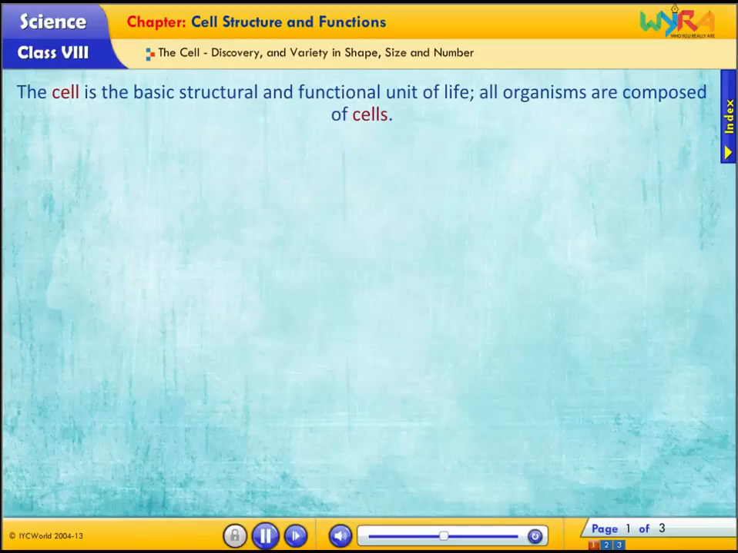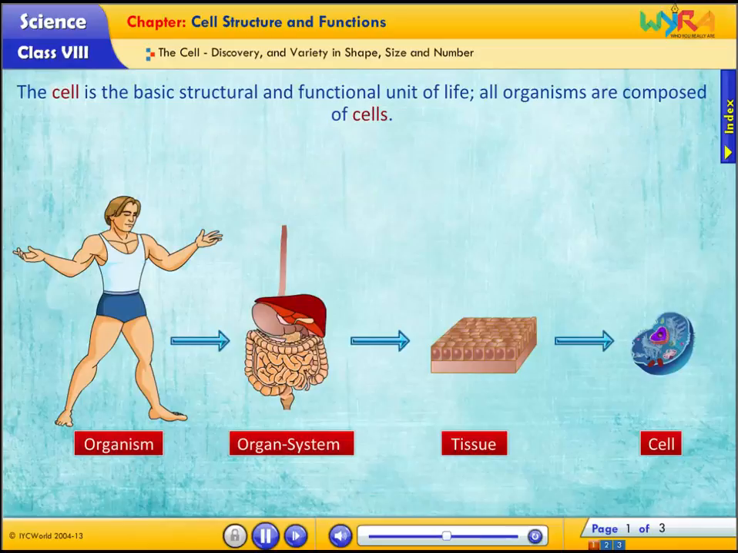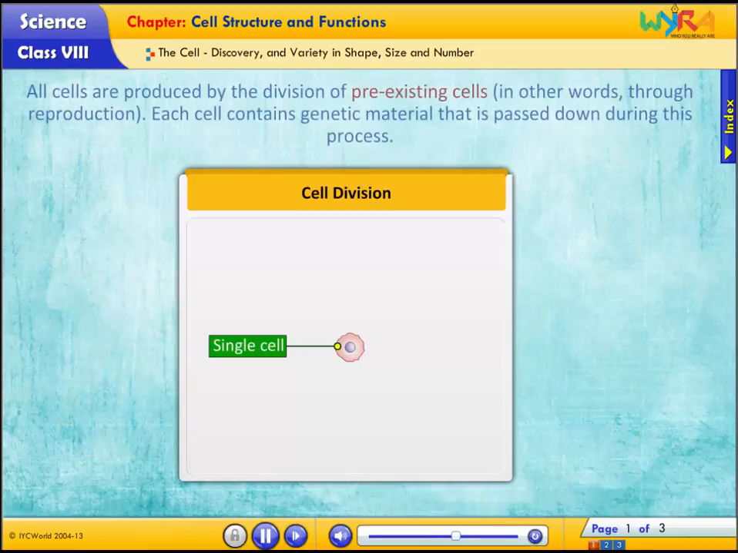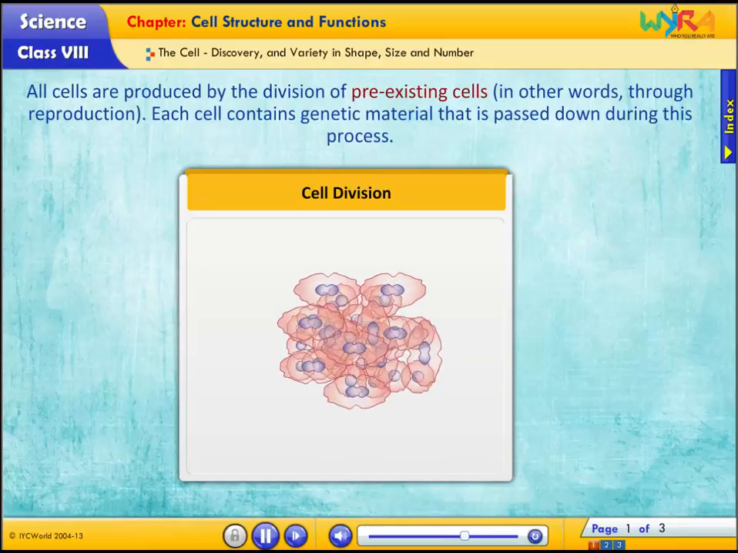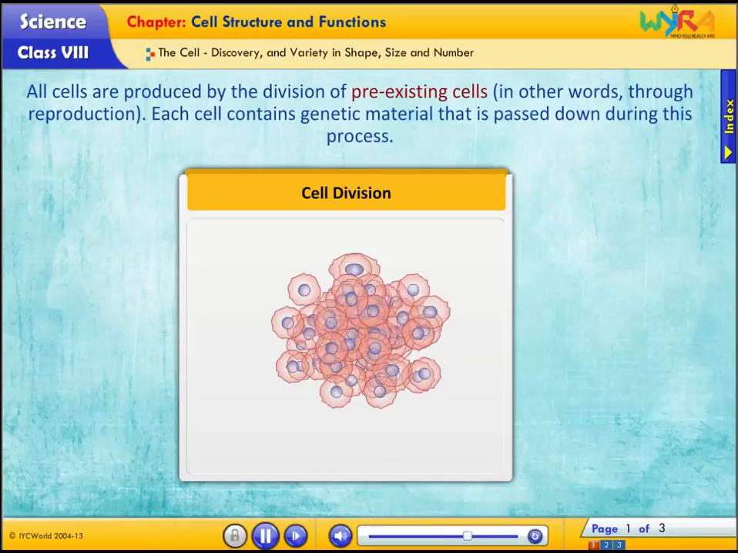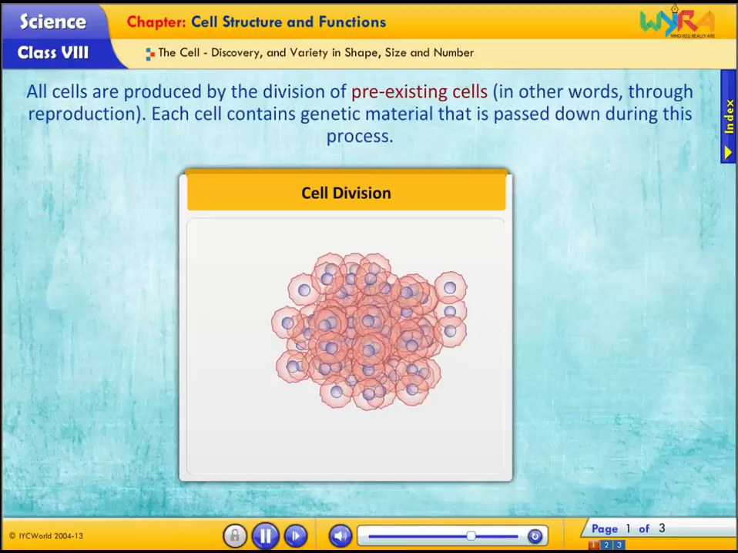These are: the cell is the basic structural and functional unit of life. All organisms are composed of cells. All cells are produced by the division of pre-existing cells, in other words, through reproduction. Each cell contains genetic material that is passed down during this process.